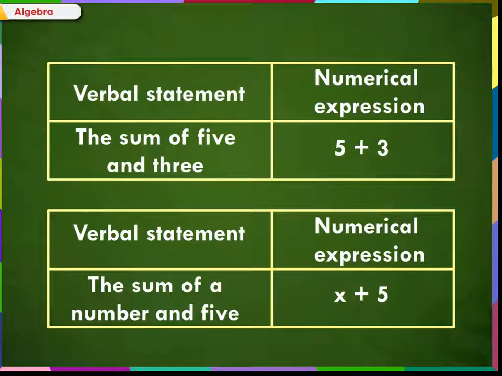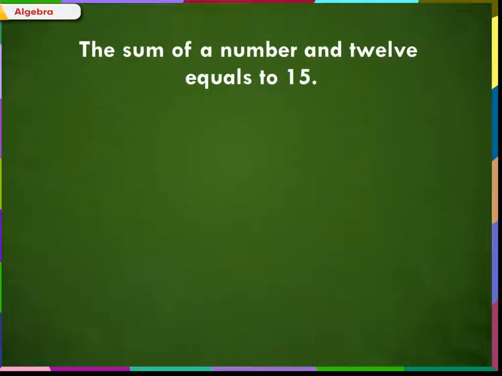Now let us transform this verbal statement. The sum of a number and 12 equals 15. This can be written as: the sum of a number and 12 means x plus 12, equals 15. Now, this is no more called an algebraic expression. We call such a statement an algebraic equation as there is an equal to sign here.